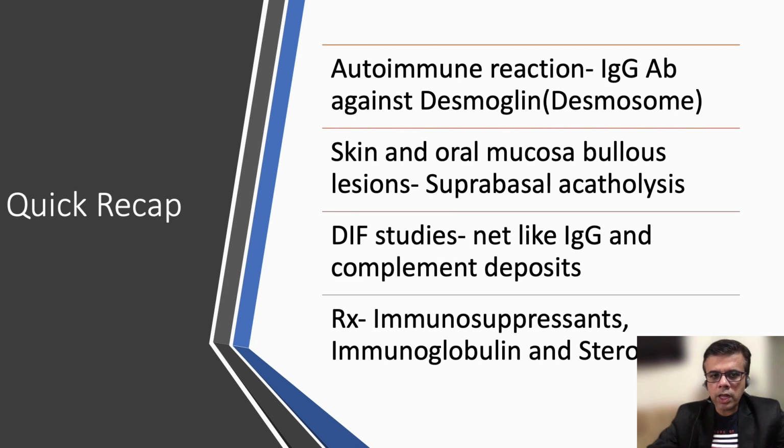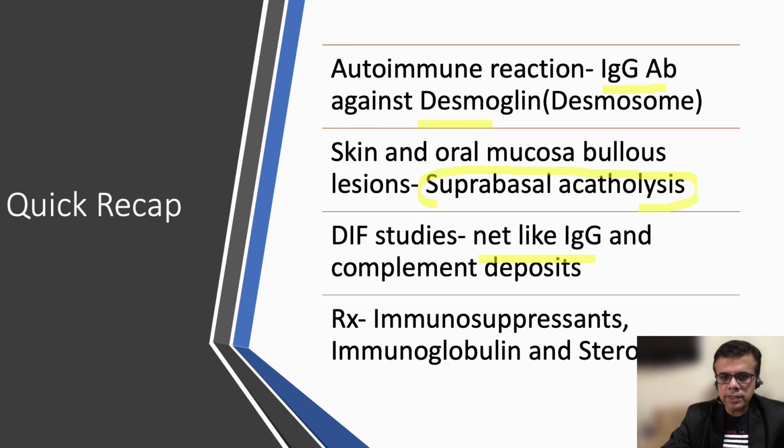To have a quick recap, it is an autoimmune reaction with IgG antibodies against desmoglein. Skin and oral mucosa are implicated, and there is a bullous lesion with a suprabasal acantholysis that is important. DIF studies show net-like IgG and complement deposits, and the treatment includes immunosuppressants, immunoglobulins, and steroid.